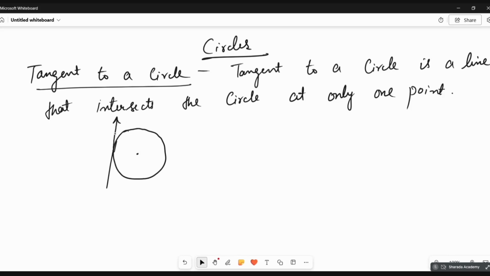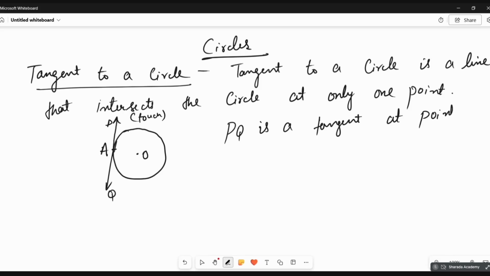The actual correct word is touches the circle at one point, but in the book they had given it like that, so I just wrote the same. If you want, you can write it. This point I'll call A. This point is O, and this is P, and this is Q. So PQ is a tangent at point A.